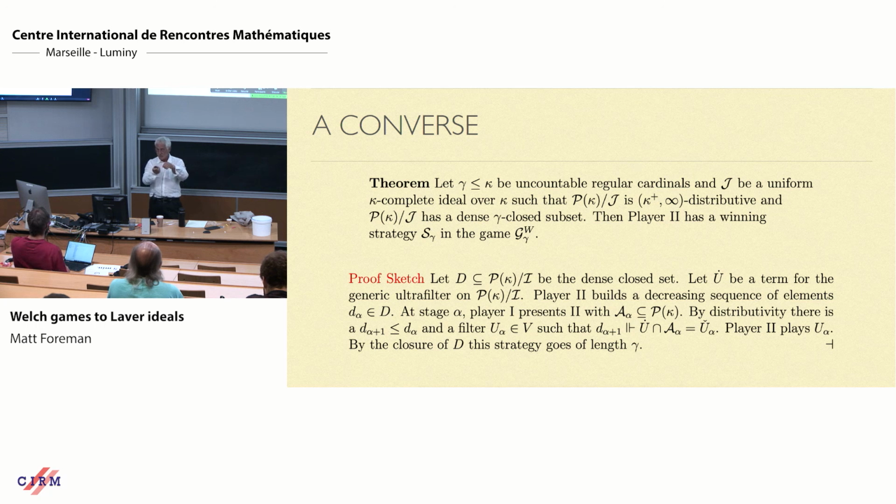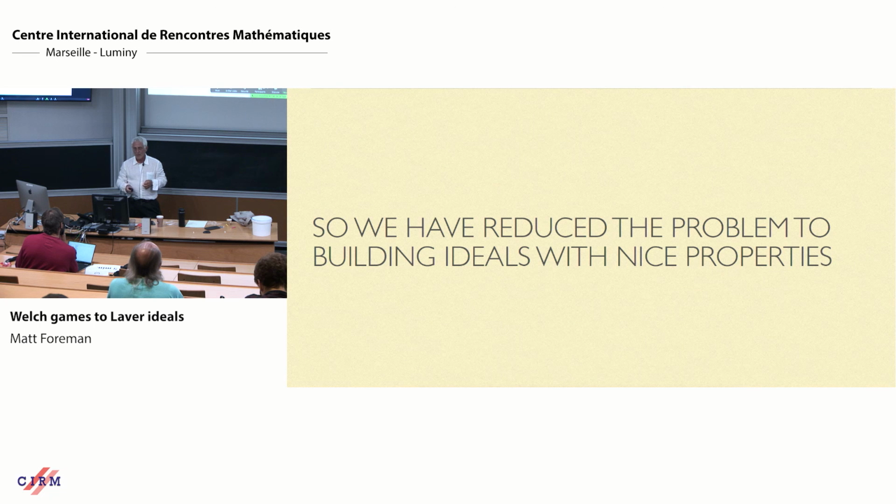Now, player 2 can keep going because she's playing into this dense set. And because you're forcing something about the ultrafilter in the extension, these have to be coherent because you're all referring to the same object. So by the closure, this strategy continues to length gamma. Okay, so maybe that was too quick, but that's essentially the proof of this. So we reduced the problem of getting these strategies and separating these strategies to a question about getting ideals with nice properties.